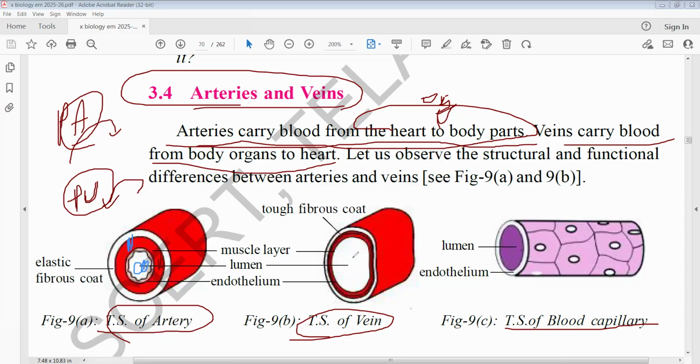Whereas in veins, see here how much lumen is more, and thin wall. And also, what is the main difference? In arteries, there is no valve, but in veins, valves are present. Because of the presence of valves, the blood always passes from body parts to the heart. So in only one direction, blood goes in the veins.